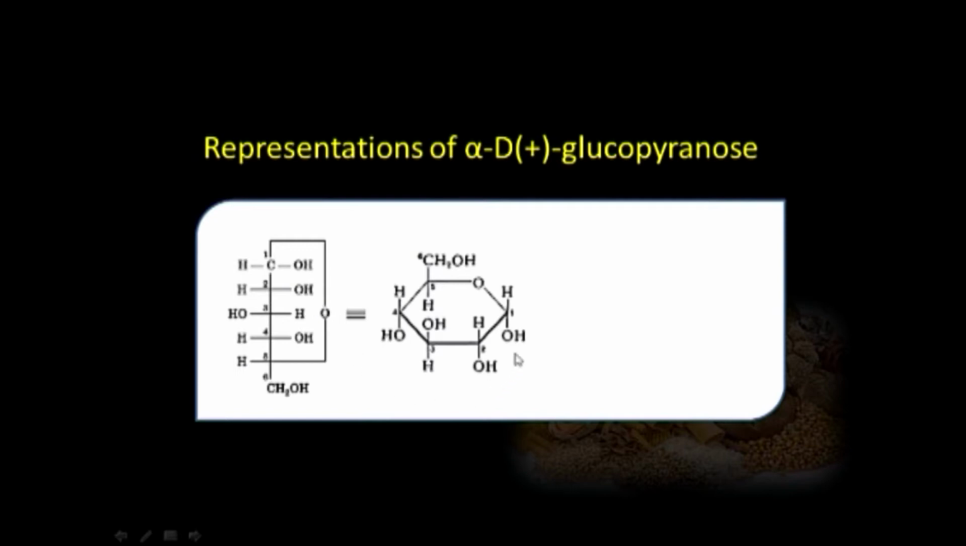is also on the right side. So, they are shown below the plane of this ring. This hydroxyl on carbon number 3 is on the left side, so it goes above. This planar representation is called the Haworth representation.